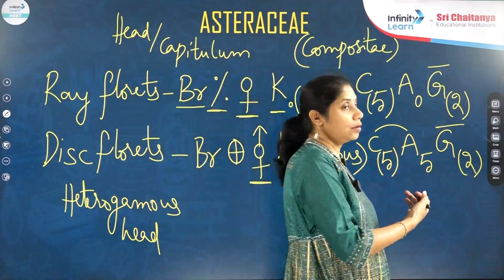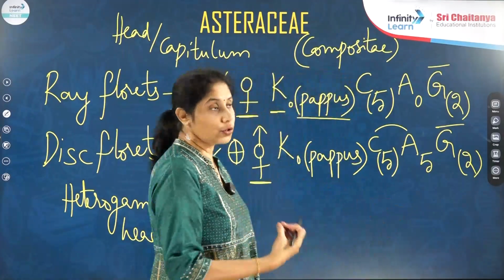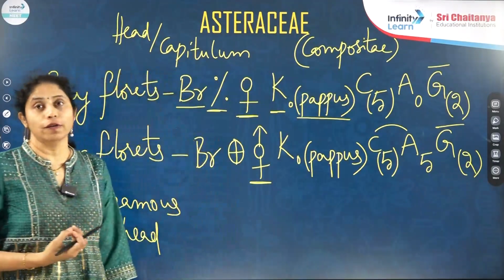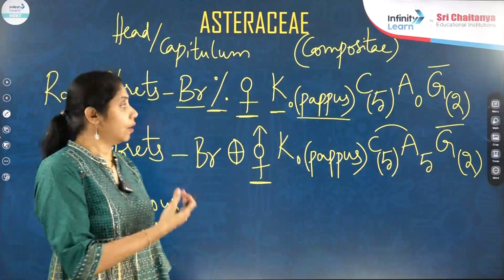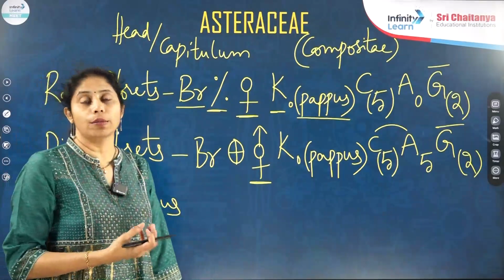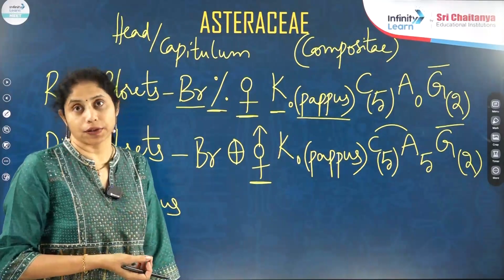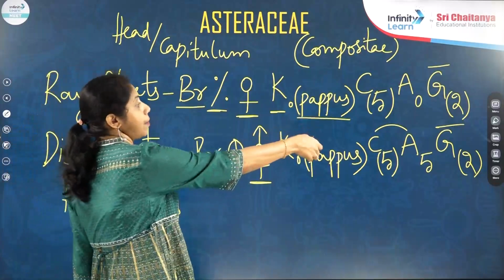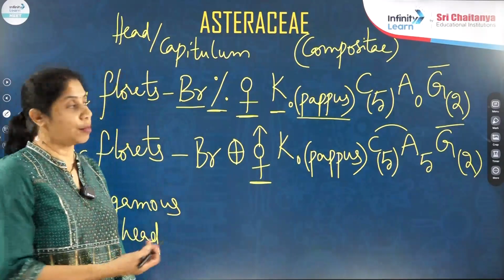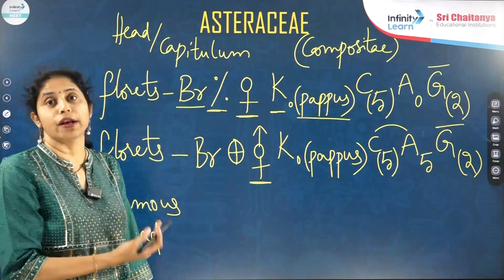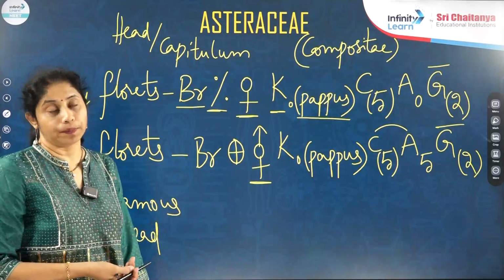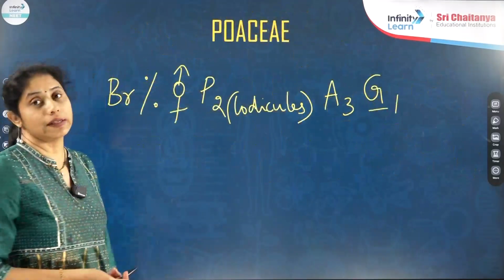So these are the important features of ray florets and disc florets of Compositae or Asteraceae. With the floral formula and floral diagram, you can write many of the characteristics. These are the important features: pappus is present, epipetalous stamens, flower sexuality, merosity. These are all important. The next family, Poaceae.